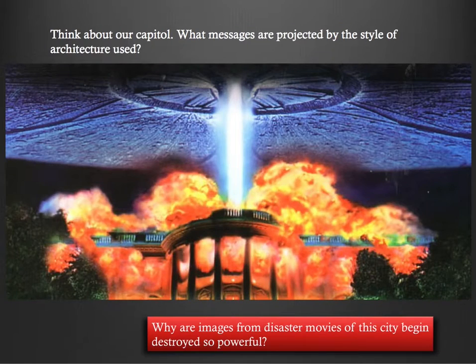All right, so let's move on and talk for a minute about power. Think about our Capitol, and this is not our Capitol, this is the White House. But what messages are projected by the style of architecture that's used in the Capitol and in the White House? Why are the images from disaster movies like this showing some of our iconic buildings being destroyed? Why are those so powerful?